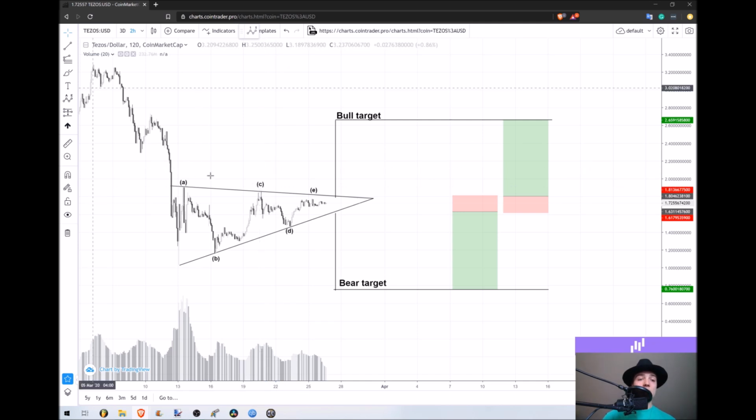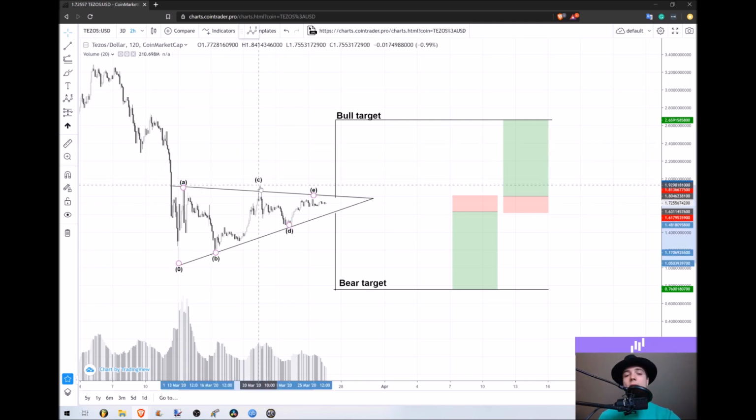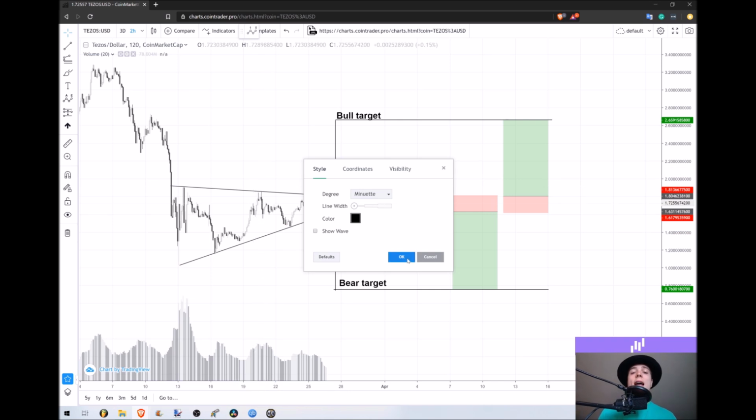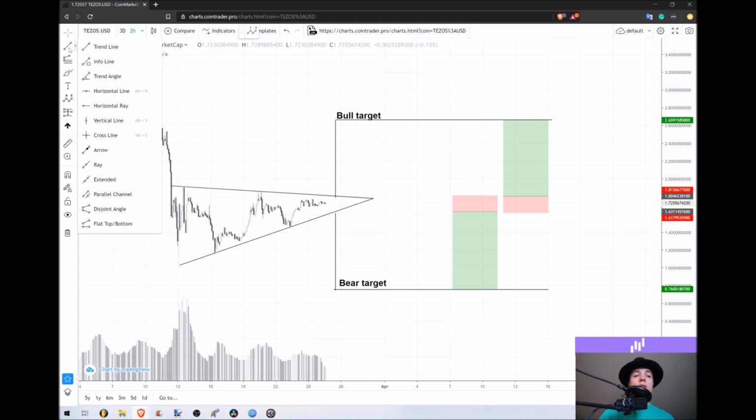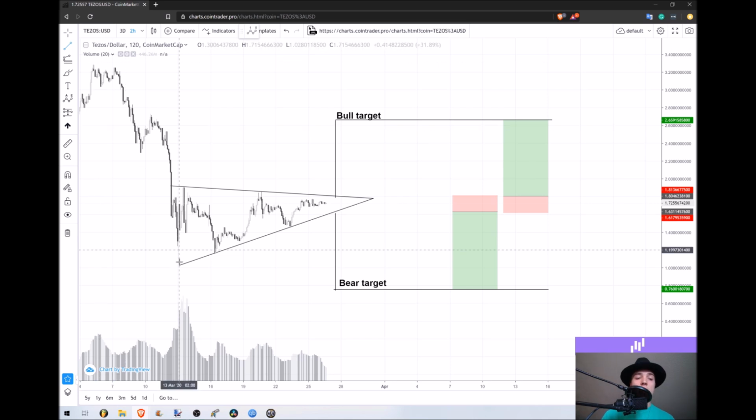Now, what's actually interesting about this pattern is it moves the exact same height as the pattern for its target. So if you want to find the target for a symmetrical triangle pattern, it's really easy. You just grab the trend line tool over here in the top left. You go down to the very bottom of the triangle, you hold shift, and then you drag all the way up to the very top of the triangle.